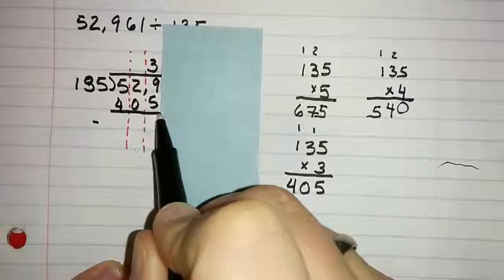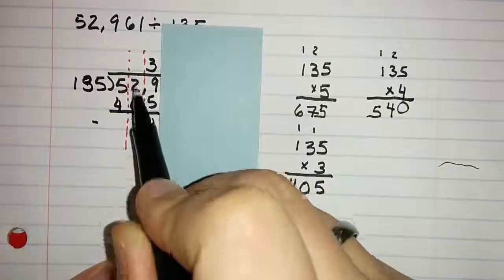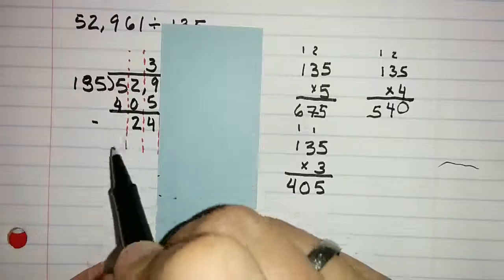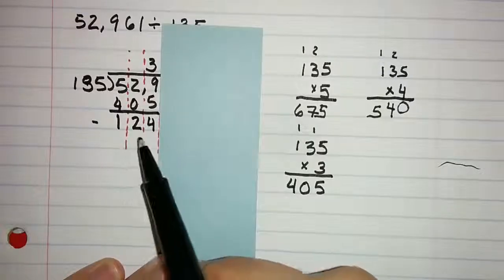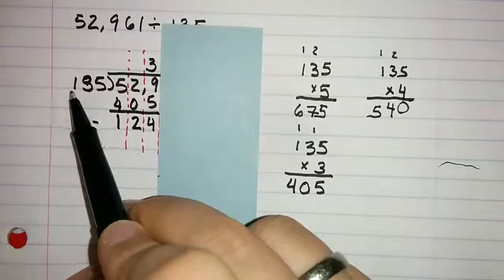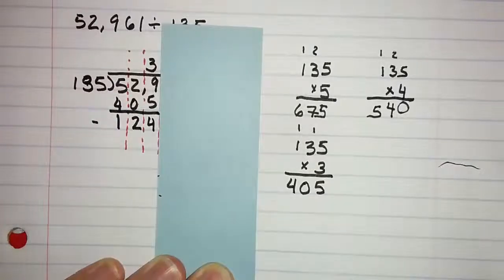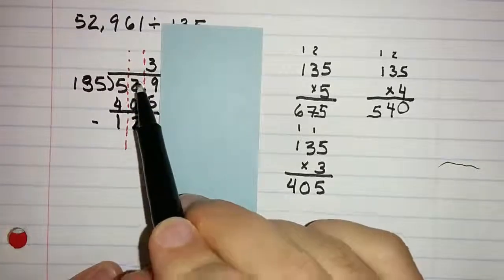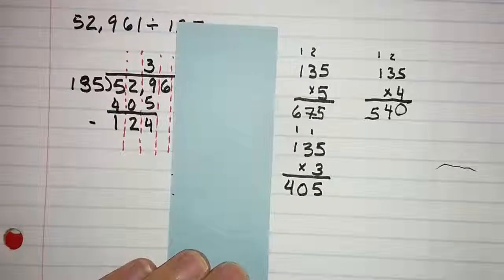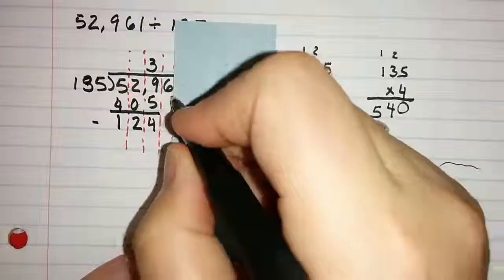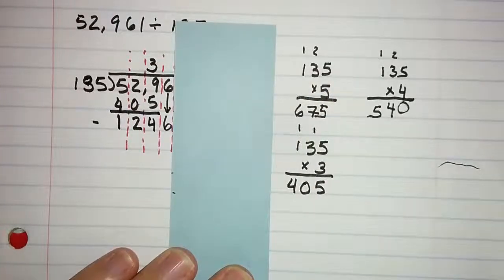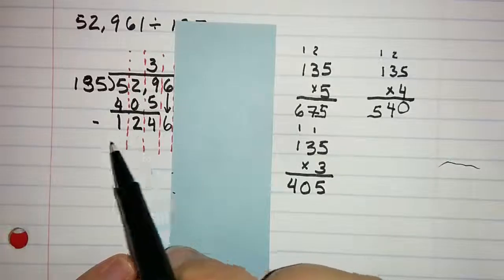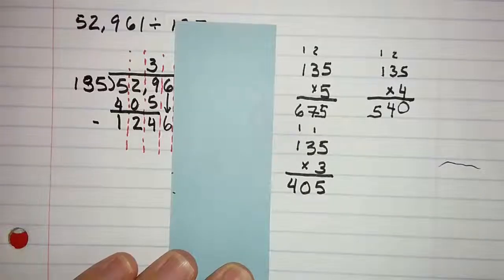I do the subtraction. 9 minus 5 is 4. 2 minus 0 is 2. 5 minus 4 is 1. And now, see this number here? I have 124, which is smaller than 135. So 3 was the right guess. My next digit cannot be more than 9. I bet that 9 is going to be my right guess, though, because this is almost 1,350. 9 is going to be the first thing that I try.